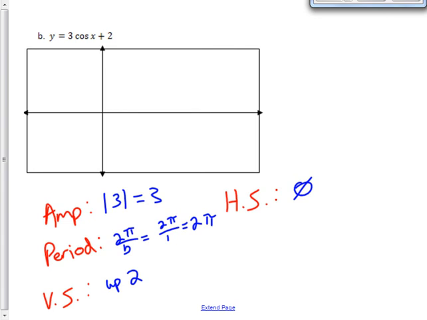That's a 3. The period is 2 pi. The vertical shift is up 2 because I've got the plus 2 on the outside, and the horizontal shift, there isn't one. Okay, so I'm not moving this left or right at all. But I am moving it up 2, so I want to apply these things in the correct order.